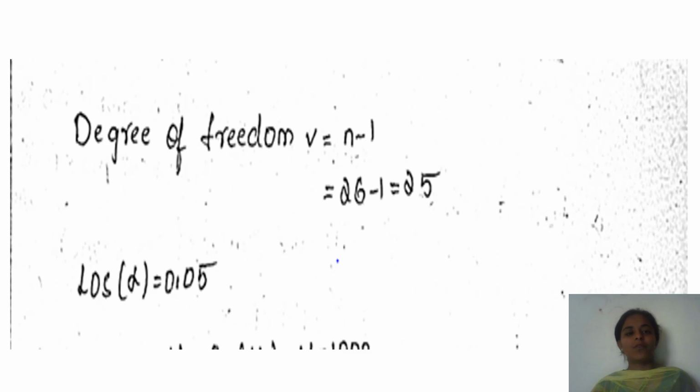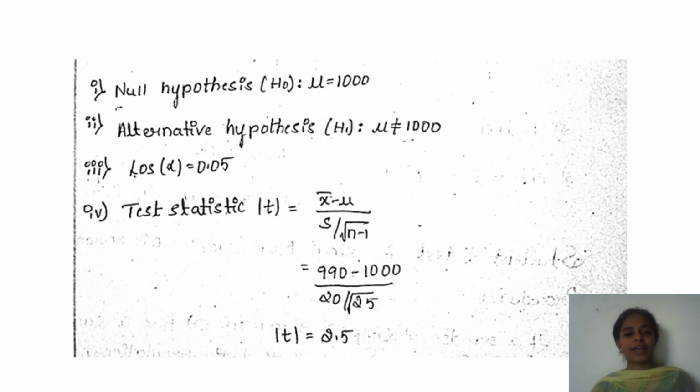And we have to find the degrees of freedom. v equals n minus 1, where n equals 26, and 26 minus 1 equals 25. Next, the level of significance is 0.05, because in the question they did not mention the significance level, so by default it is taken as 0.05. And next, the null hypothesis H naught: mu equals 1000. And the alternative hypothesis H1: mu is not equal to 1000, and the level of significance is 0.05.